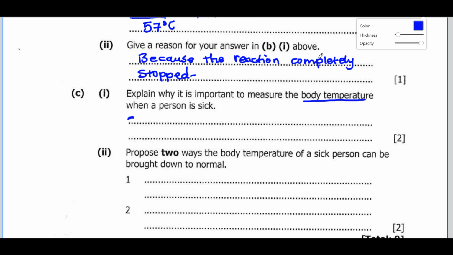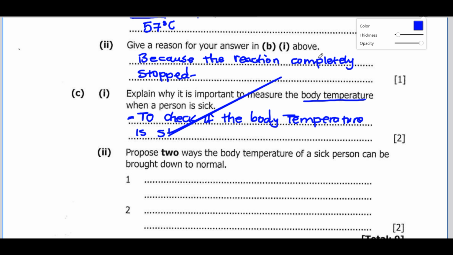That's the point. So here we can just say to check if the body temperature is still favorable for the enzyme's activity. So that's what they just want to see, if that temperature is still favorable.